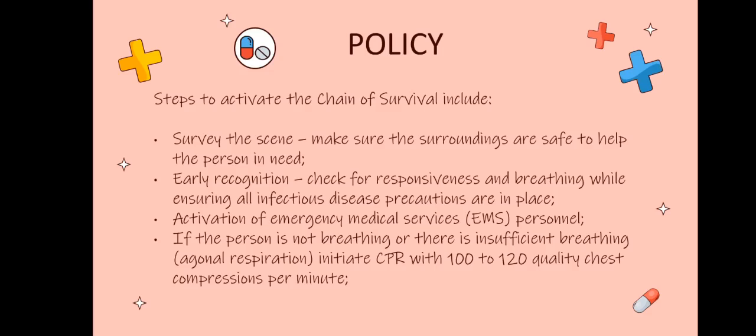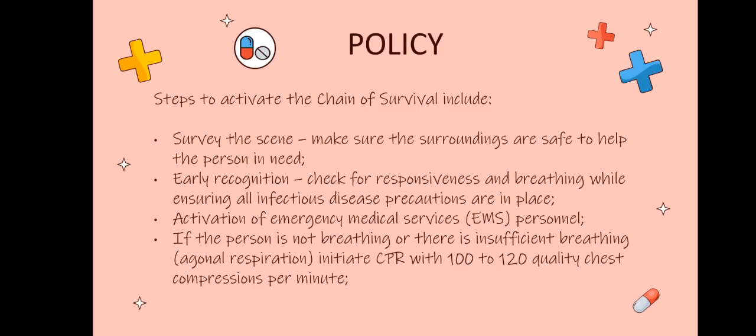Steps to activate the chain of survival include: survey the scene. It is to make sure that the surroundings are safe to help the person in need. Next is early recognition. This is to check for responsiveness and breathing while ensuring all infectious disease precautions are in place. Next is activation of emergency medical services or EMS personnel.